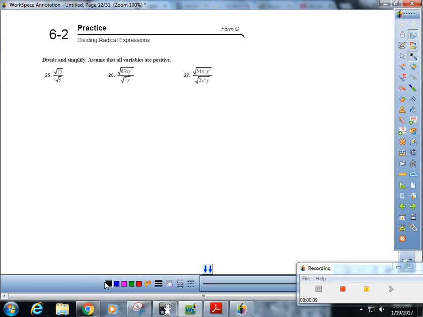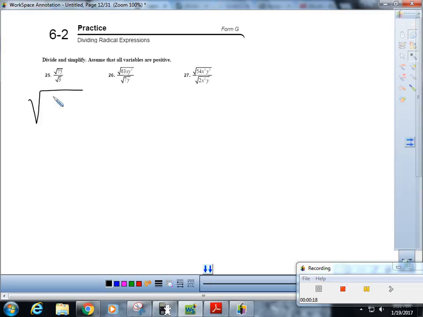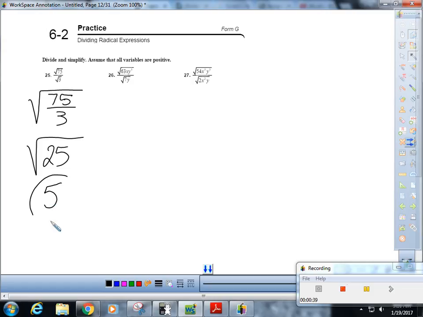Okay, these get harder as we go. Here's what I want you to know. The square root of 75 divided by the square root of 3 is the same thing as the square root of 75 divided by 3, okay? Which is the same thing as what, class? What's 75 divided by 3? 25, which is the same thing as 5. Good. So far, so good? If they were only all that easy. Okay?